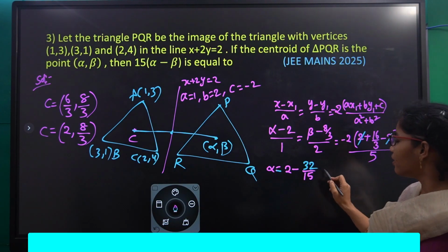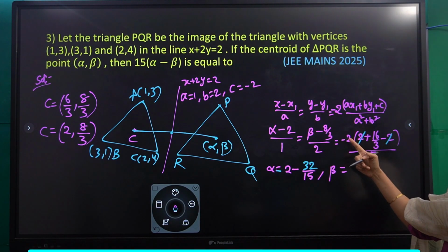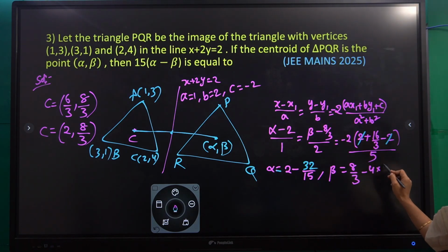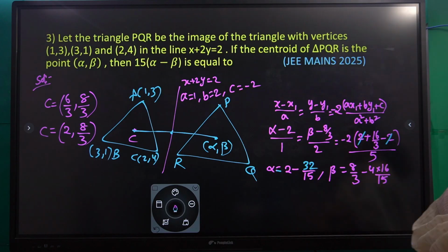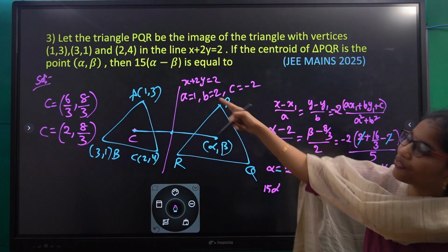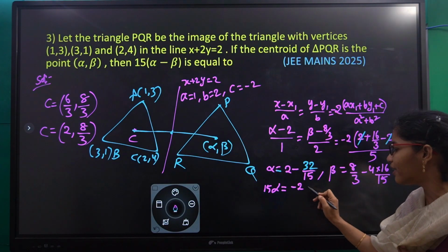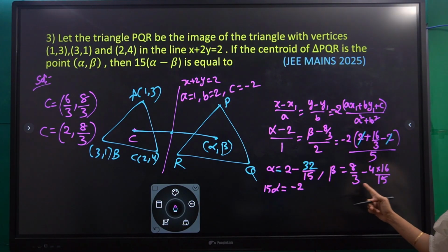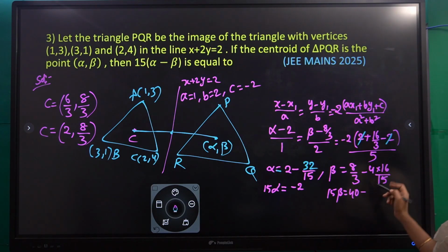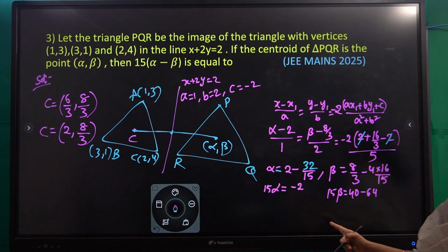And what about beta here? Beta equals the same thing: 2 twos are 4, and here 8 by 3 minus 4 into 16 by 15. Right? So from this take 15 alpha, because they ask about 15 into (alpha minus beta). So what is 15 alpha? 15 twos are 30 minus 32, which is minus 2. And 15 beta: here 5 eights are 40. So 15 beta equals 40 minus 64. So how much is it? 64 minus 40, which is 24.